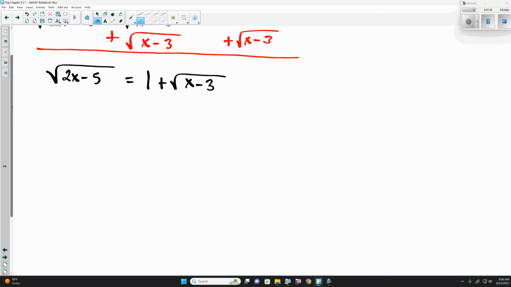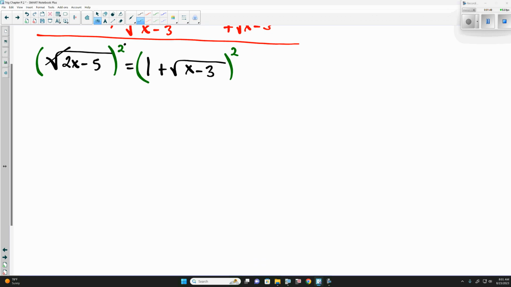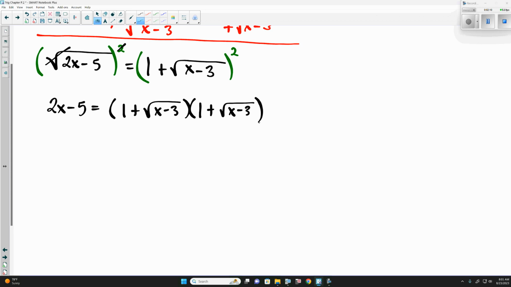And once we get the square roots evened out, our next step was to put both sides to the nth power. In this case, the nth power is 2. Now for the left-hand side, the radical and square will cancel, leaving us with 2x minus 5. Now we do need to square the right-hand side, which unfortunately is not going to be just squaring the 1 and squaring the square root. We actually have to multiply this out. So we do get 2x minus 5.